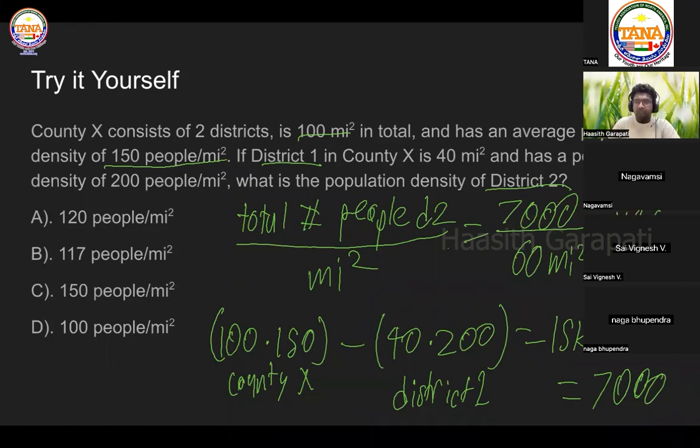116.67. Now we don't have the exact answer, but remember what I said last class where you got to choose the best answer. 117 is basically the same number in this case, so it'll work.